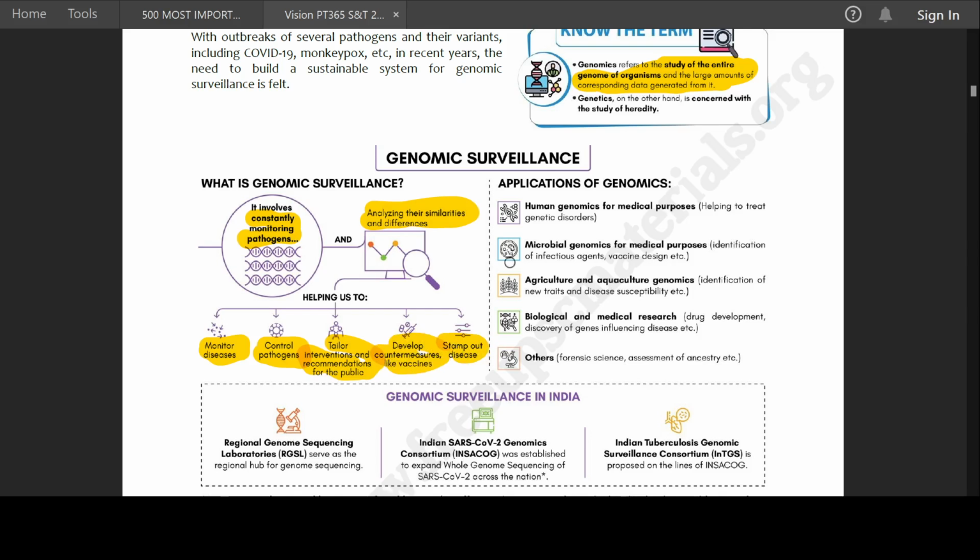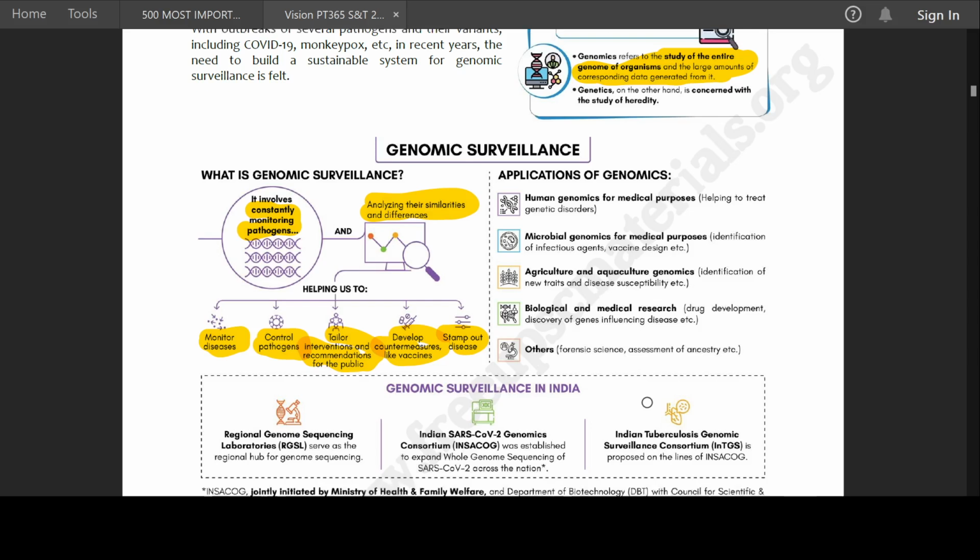Applications of genomics: human genomics for medical purposes, microbial genomics for medical purposes, agricultural and aquaculture genomics, biological and medical research, and others like forensic science, assessment of ancestry, etc.